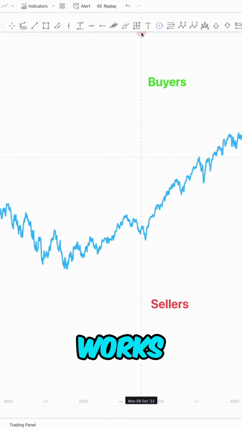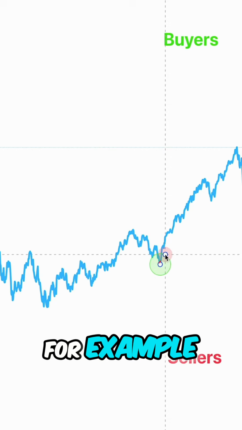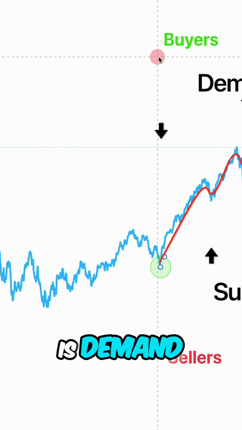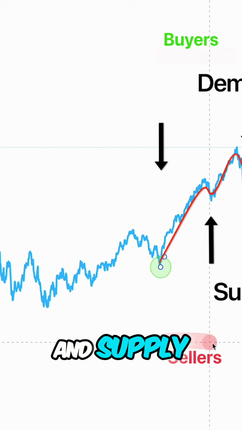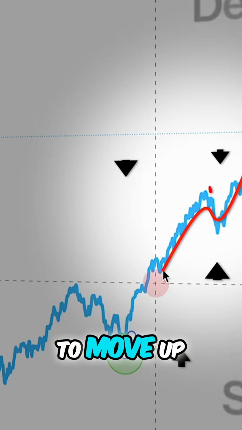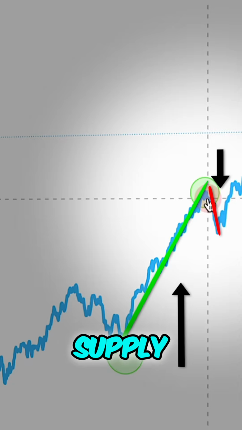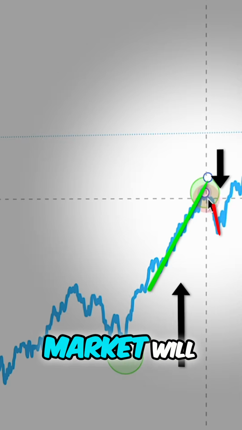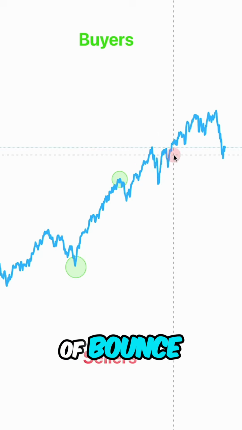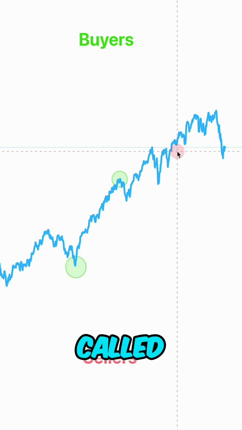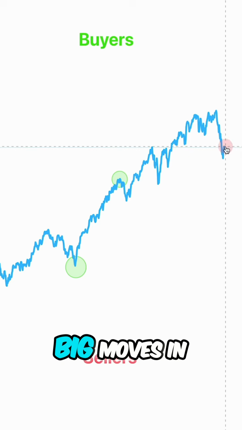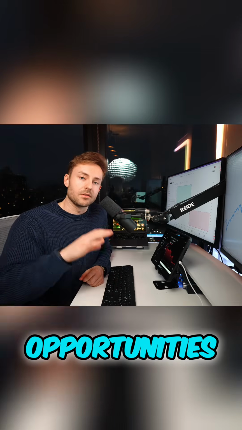So how this works is like this. Let's take right here, for example. In this part of the chart, when price is moving up, that means that there is demand from buyers and supply from sellers. If the demand outweighs the supply, the market is going to move up until there's another point where supply starts to outweigh the demand, and the market will correct until once again there's more demand than supply, and that will sort of bounce back and forth, which is going to produce something called volatility. Now, volatility is basically anytime there are drastic big moves in the market. And these are going to open up trading opportunities for us later.